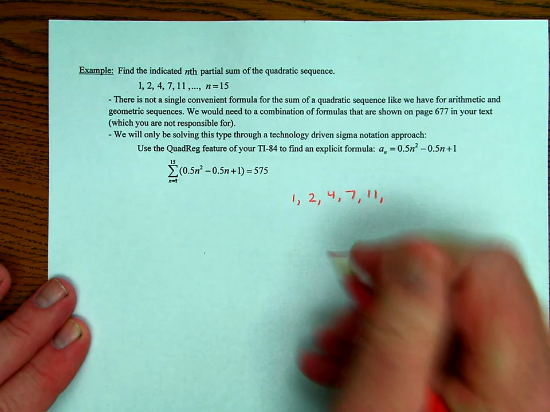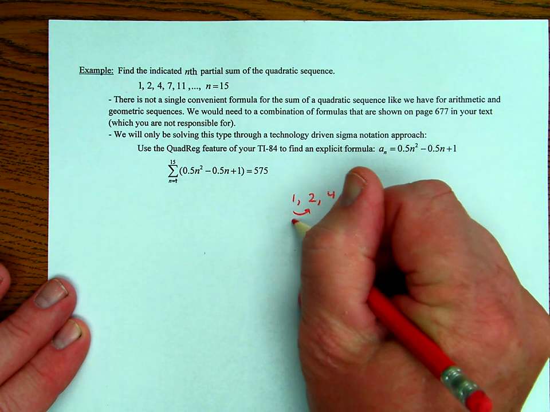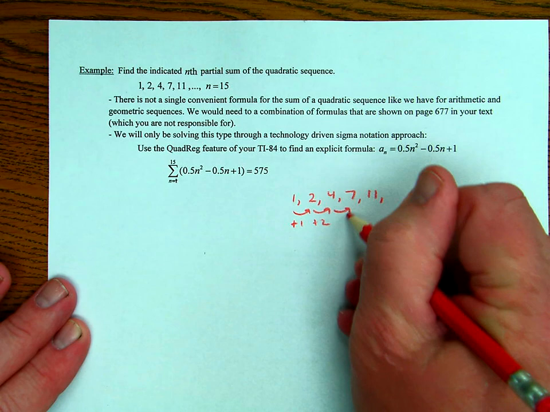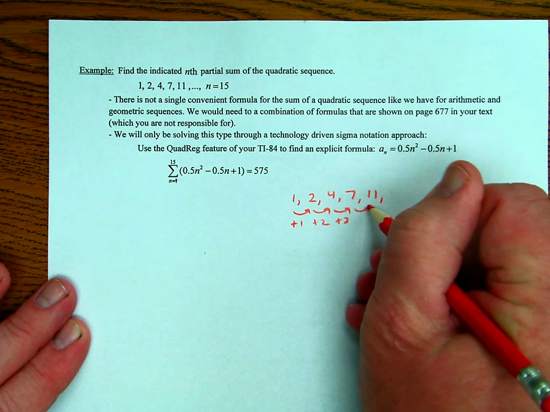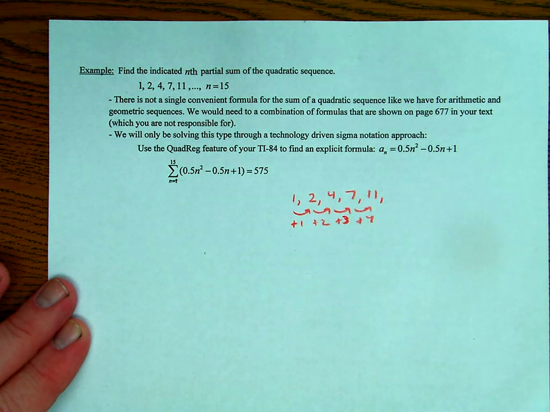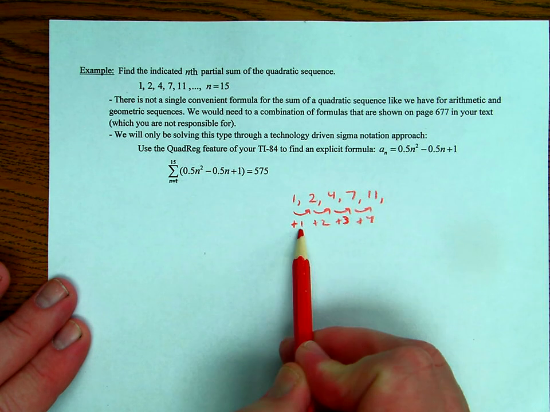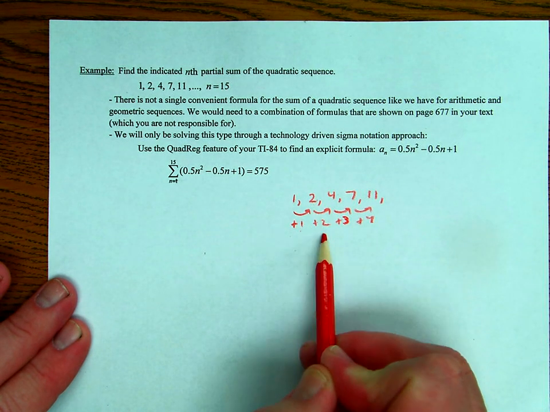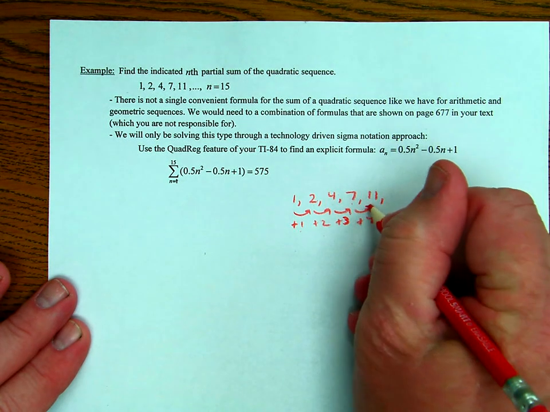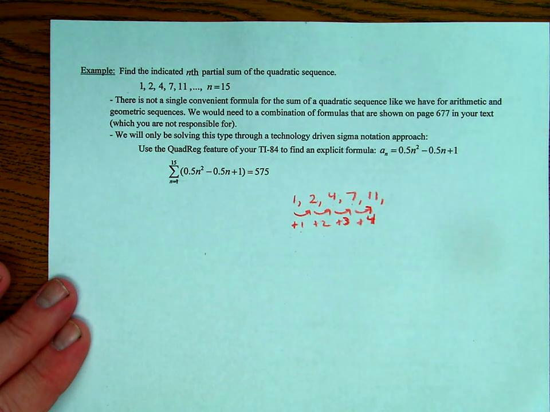If we check the first order differences, we get this right here. So 1 to 2 is plus 1, 2 to 4 is plus 2, 4 to 7 is plus 3, 7 to 11 is plus 4. So seeing that these first order differences are not constant, we know for sure that that's not an arithmetic or a linear sequence.